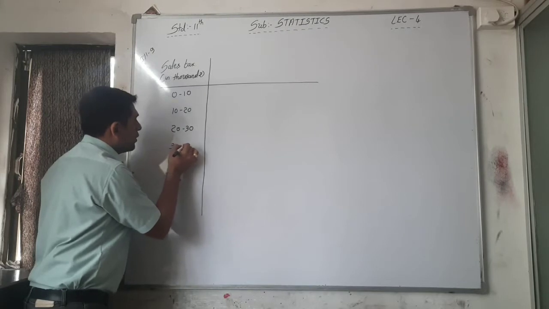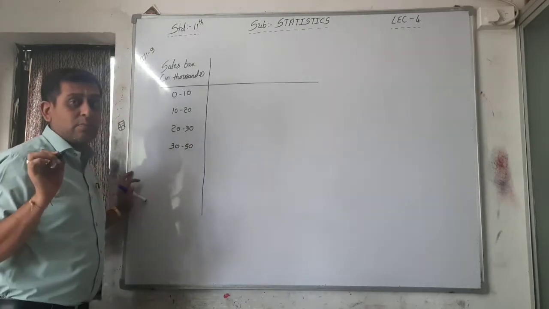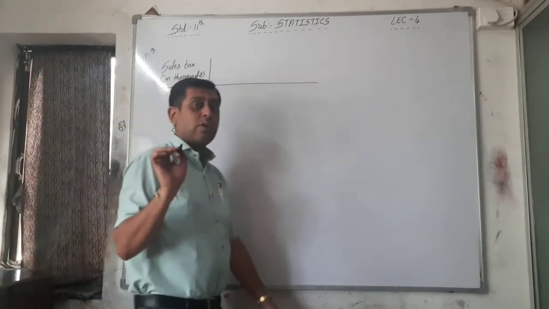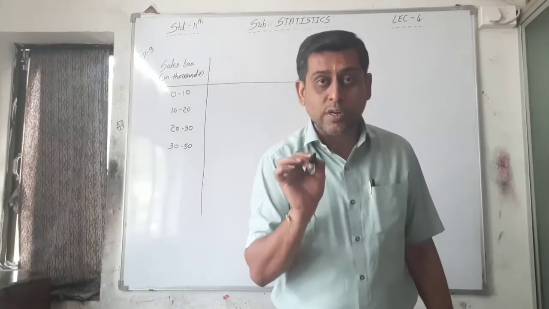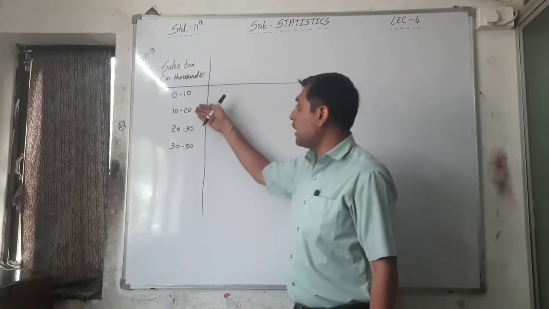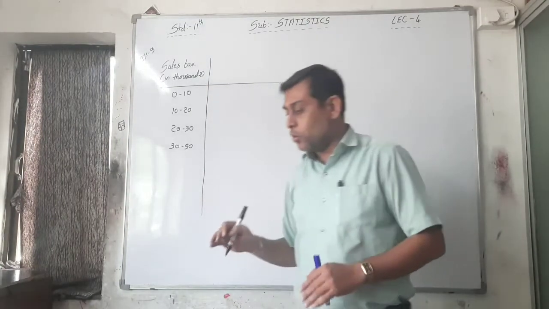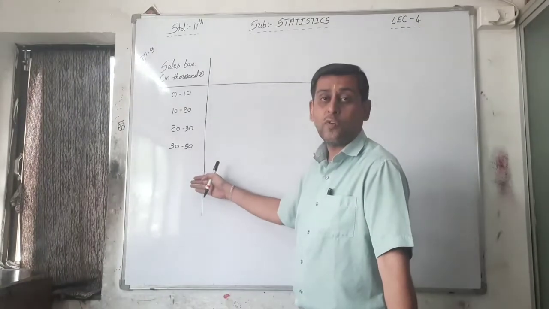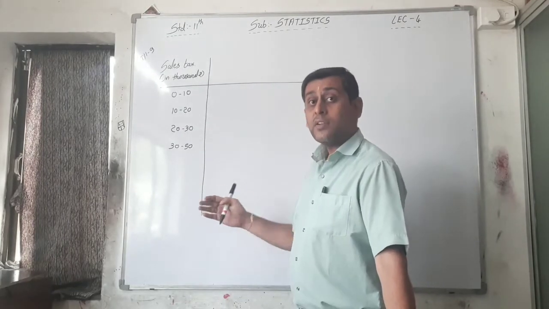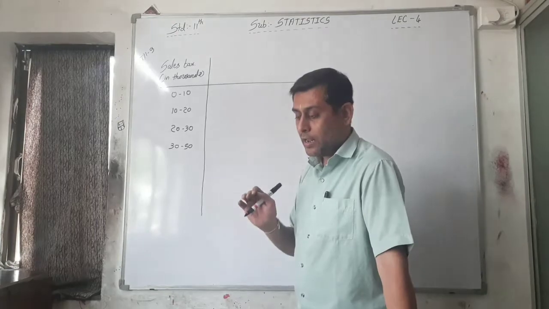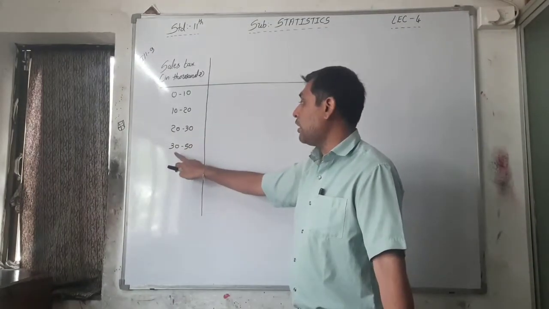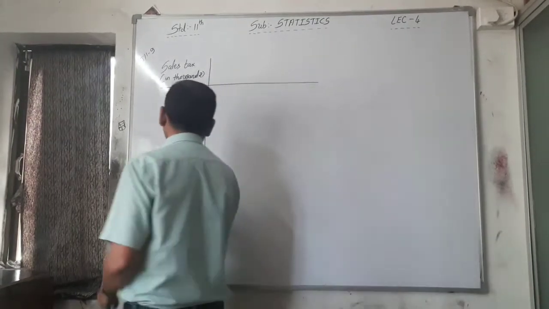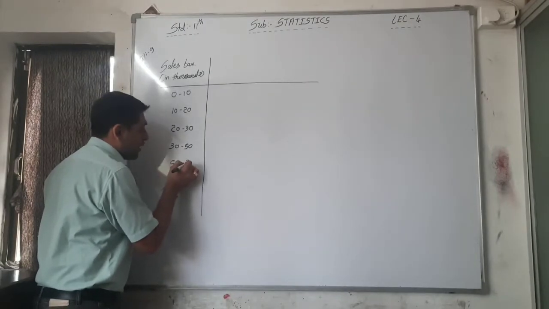So here the data is misguiding you. If you are in a hurry and you don't read the question carefully, you just read 0 to 10, 10 to 20, 20 to 30, then up to 70, so you write 30 to 40, 40 to 50, 50 to 60 and 60 to 70. There would be 7 classes, but here only 5 classes are given, because after 30 there is no 30 to 40, it is 30 to 50, and the next one is not 50 to 60, it is 50 to 70.